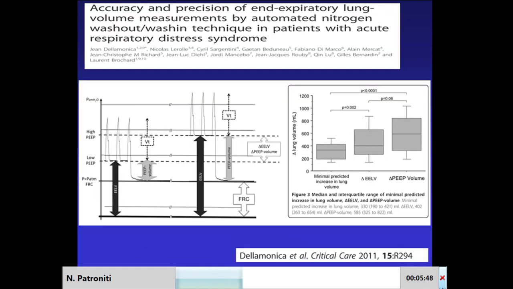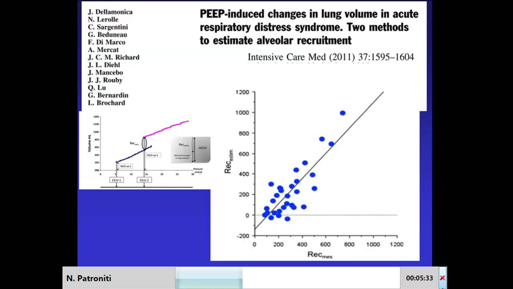And they show that, doing it this way, this is the expected change in volume, and this is what they got. And you see that it is higher. The higher the recruitment, the higher the difference between the expected and the measured one. They found that this technique, using just the end expiratory lung volume measure and the compliance, correlated very well with the classical technique with pressure volume curves. So we have a system where you don't have to make a pressure volume curve, you just have to measure end expiratory lung volume.